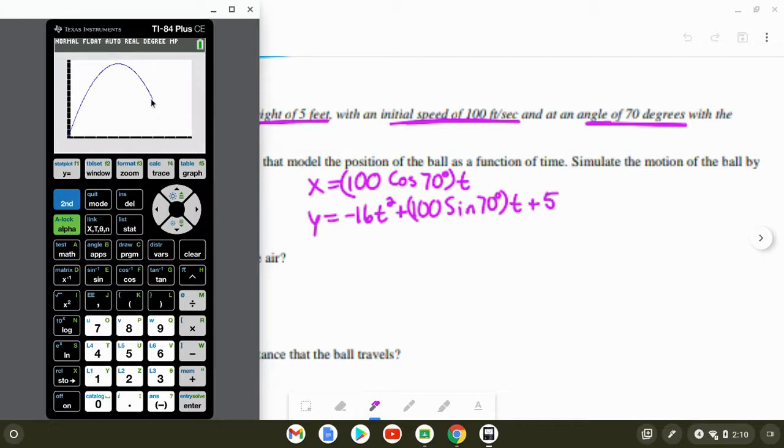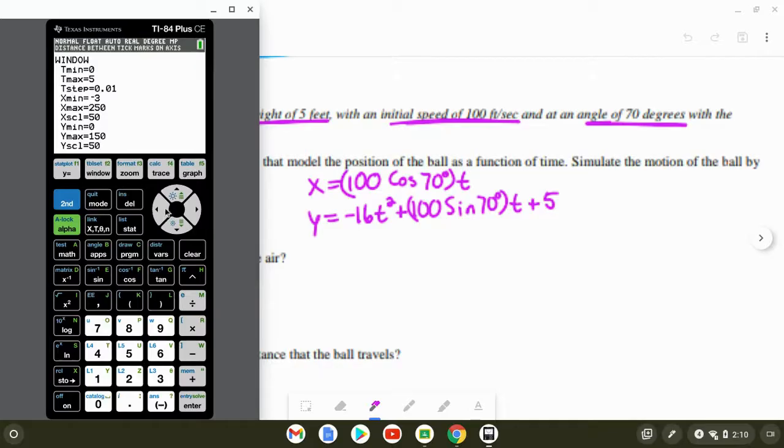Now, again, it stopped here. That doesn't mean the ball just vanished in thin air. It means that our time didn't account for the ball to come actually all the way down. So let's go back to our window. It's kind of bothering me that the x scale is so small. So let's go up by, I don't know, 50 there. We'll expand that. Same thing with the y scale.